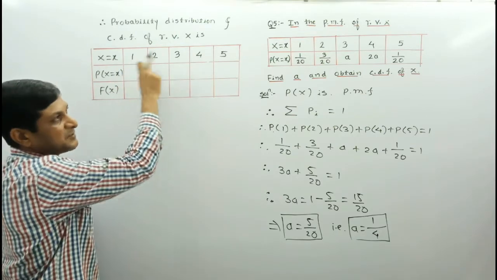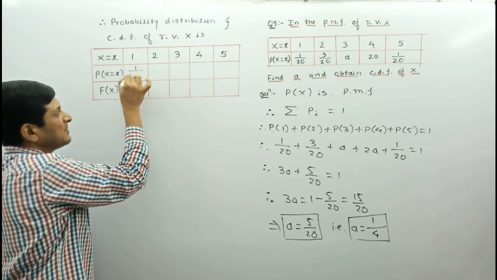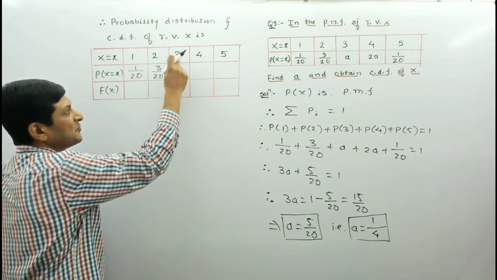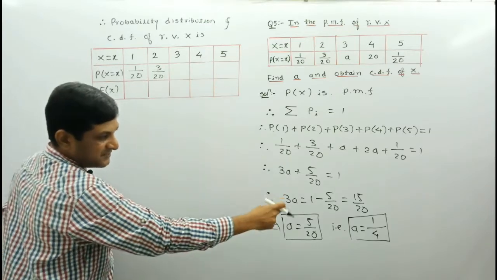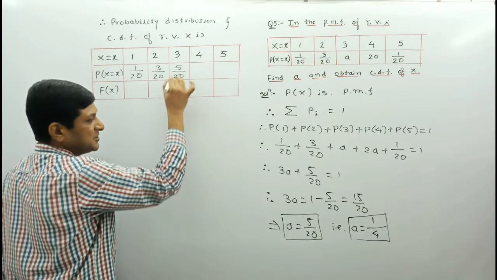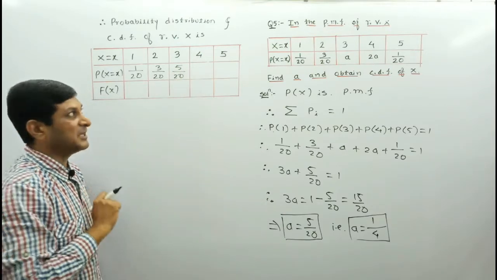So the values of x are 1, 2, 3, 4, 5. So the probability when x is equal to 1 is 1 by 20. It is given to us. For 2, the probability is 3 by 20. For 3, the probability is A. But what is the value of A? 5 by 20. I am substituting this value 5 by 20 instead of 1 by 4 for simplicity, so that the calculation part will become easy.